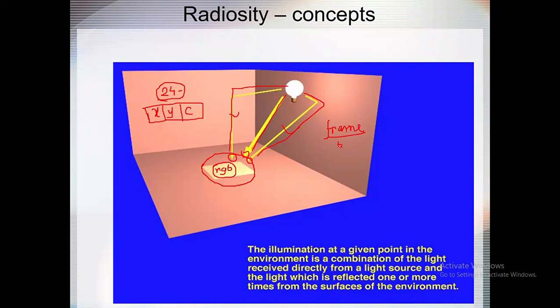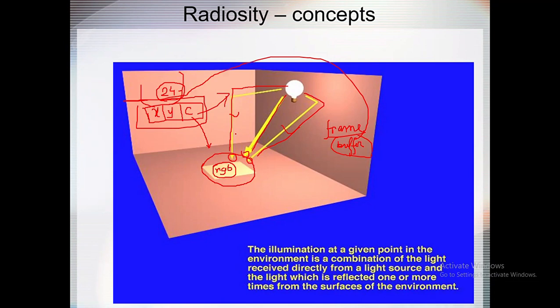Frame buffer with that information, and for X and Y we need not worry about it. We need to worry about this color so that it can be a realistic one. That's why we are trying to incorporate so much complex mathematics in this radiosity to calculate the color only.